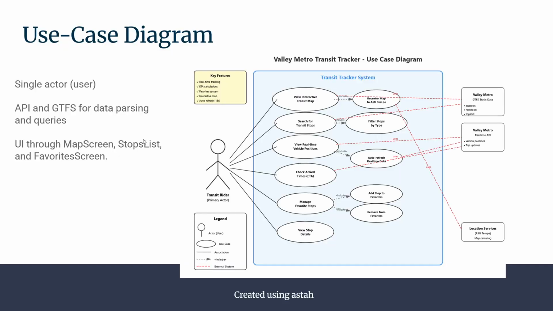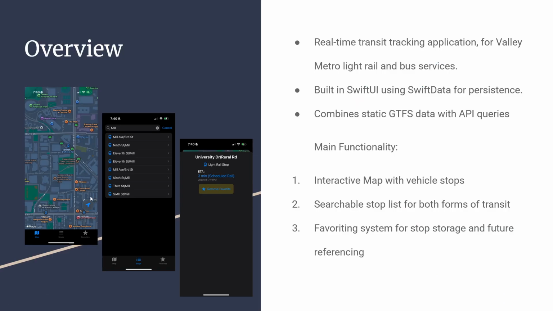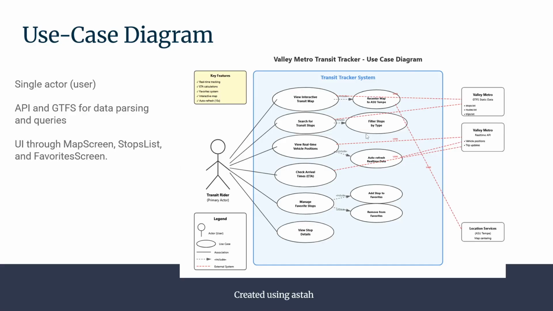The use case diagram is pretty simple considering it's only a single user. It pretty much demonstrates the exact thing I said. You can view the interactable map UI. You can search for stops manually, filter stops by type, and recenter on the map. As you can see in the last photo right here, we have a recenter functionality on the map.